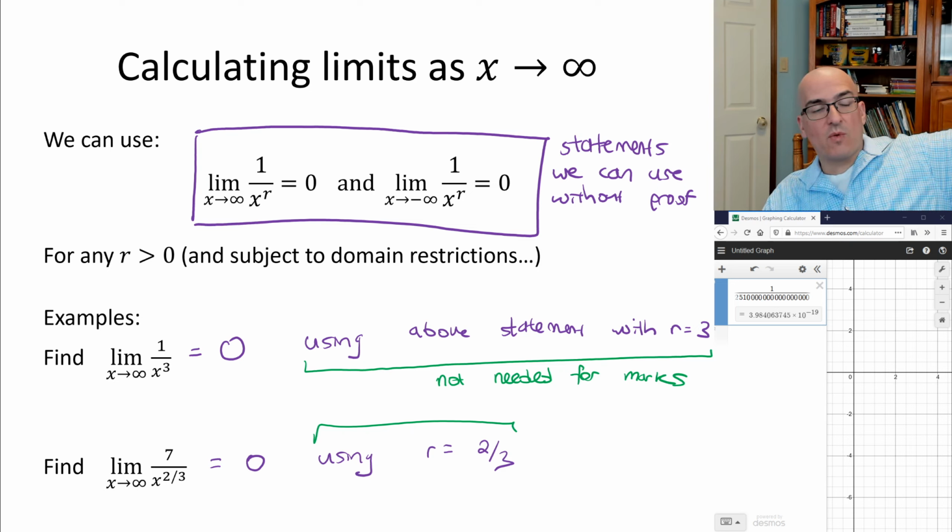So really, if we wanted to, we could rewrite the above statement that we could use without proof and say little a, or capital A, or c over x to the r as x goes to infinity or minus infinity. That's also going to go to 0 for any constant c or any constant a, or whatever letter you want to call it. So additional constants on top or additional constants on the bottom won't result in either of these statements being violated. It doesn't matter if it's a 1 or a 7 or a 3 on top.